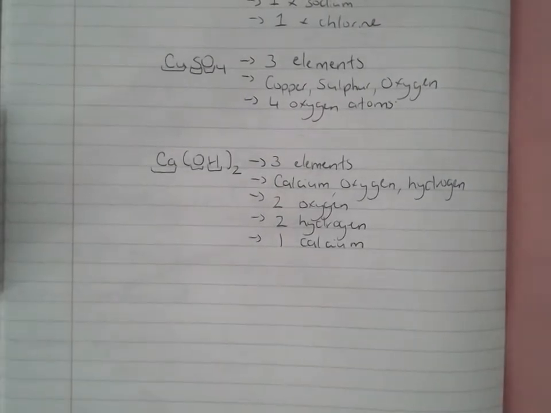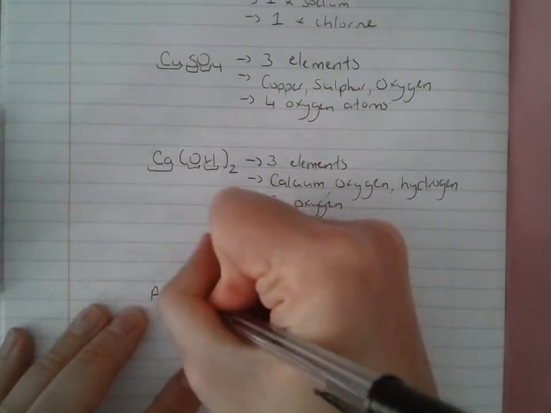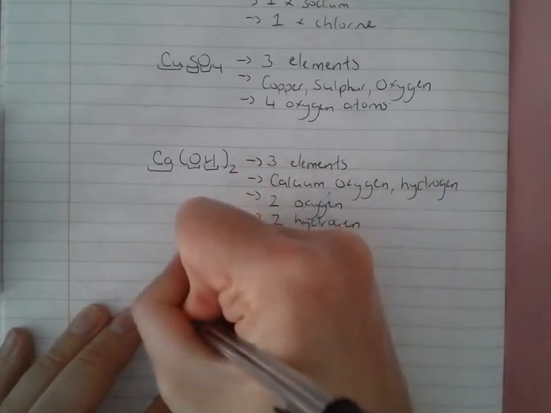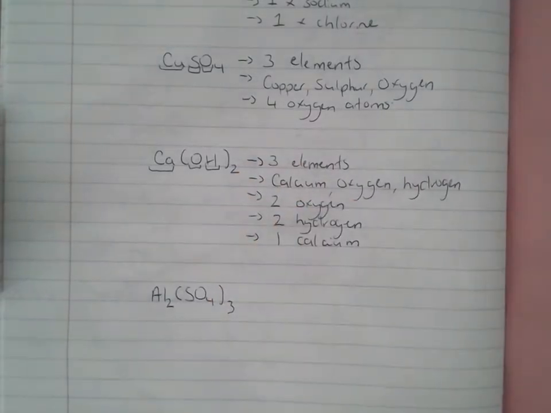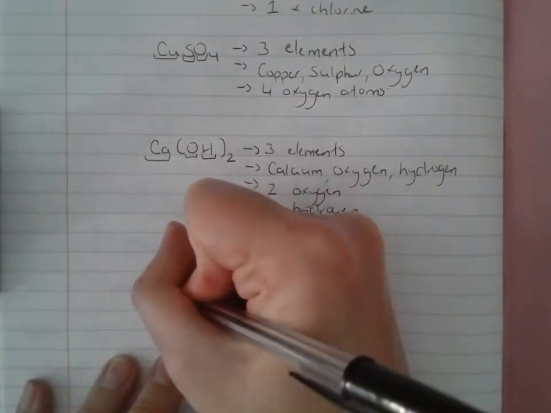I'm actually just going to do one more for you because there's another kind of example that I want to show you. If I did AlSO4, and I would need 2 and 3. So this is a slightly harder one. That's an L, by the way, a lowercase l.